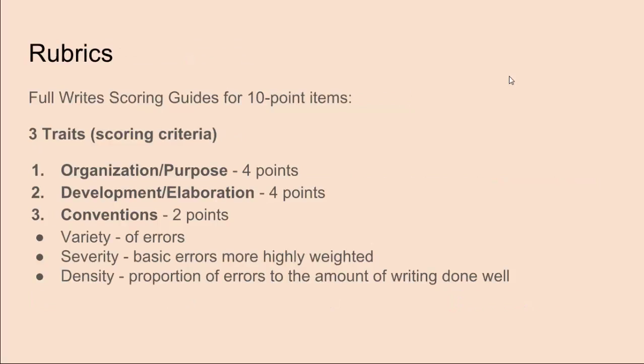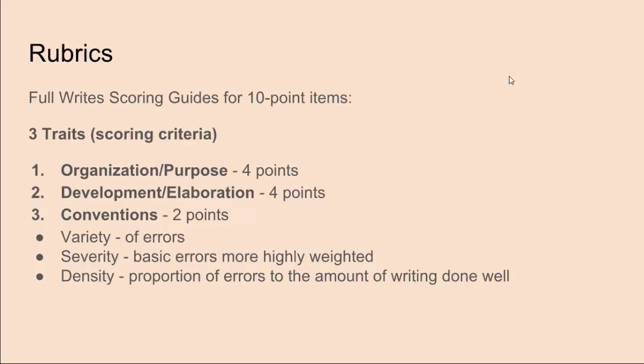A couple reminders. For the rubrics, a total score of 10 points is possible. There are 3 traits. The organization and purpose is worth 4 points, development elaboration worth 4 points, and conventions worth 2 points. With conventions, we want to remember variety, severity, and density. If a student is making a variety of error, for example, spelling error, syntax error, punctuation error, that's considered to be a lot of variety of errors.